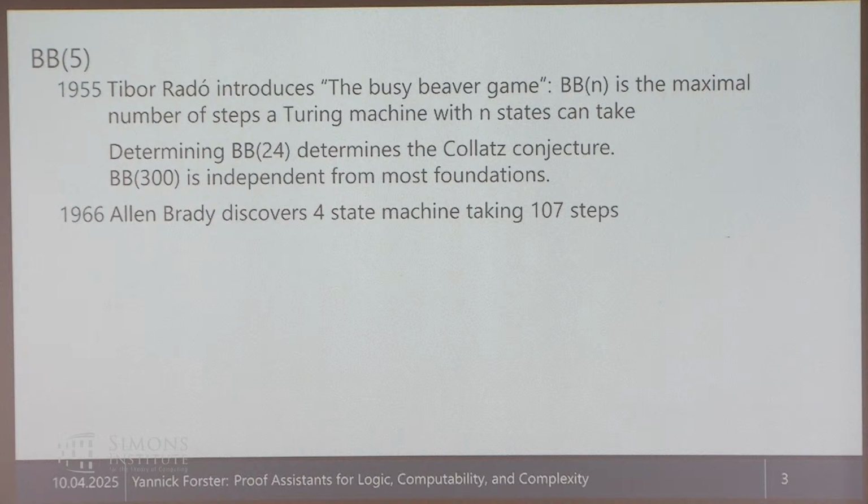I would say giving a proof that BB24 is some kind of number, and then based on this number, I think you can read off whether the Collatz conjecture is true or not. Something like this. Yeah.